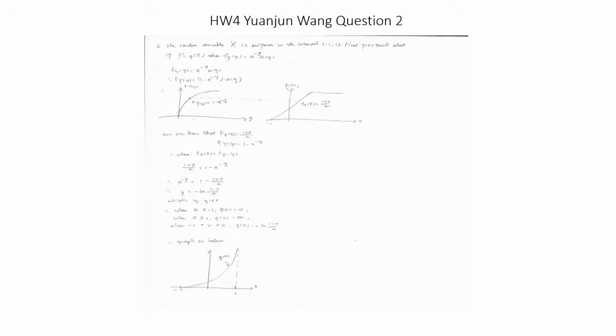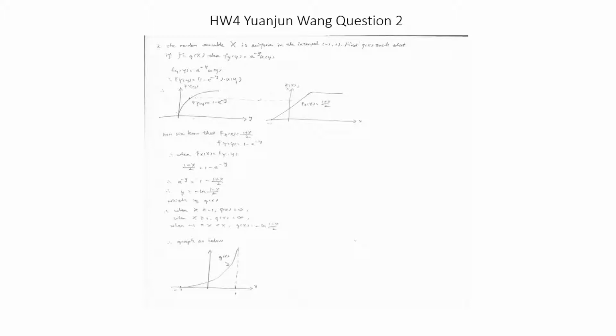Homework 4, question 2. The random variable capital X is uniform in the interval from -1 to 1. Find g of x such that if capital Y is equal to g of x, then f_Y of y is equal to e to the negative y times u of y.